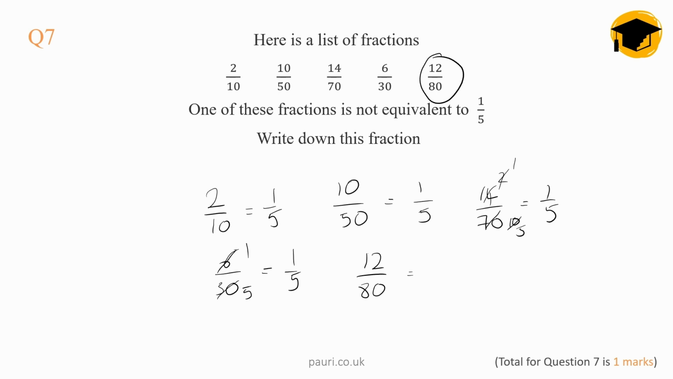What's common in both? 4. So how many 4s into 12? That goes 3 times. How many 4s into 80? 20. Final answer is 3 over 20, which is not the same as 1 over 5.